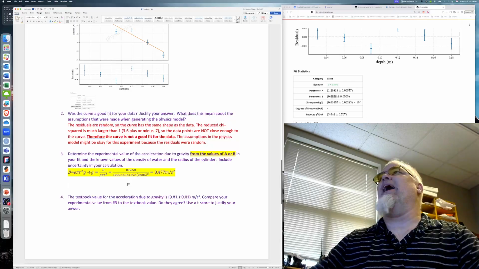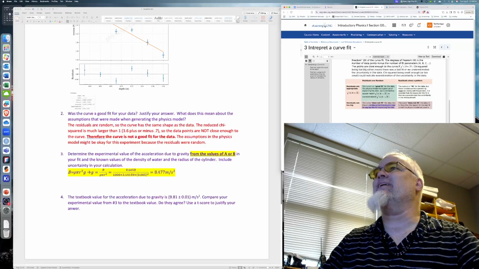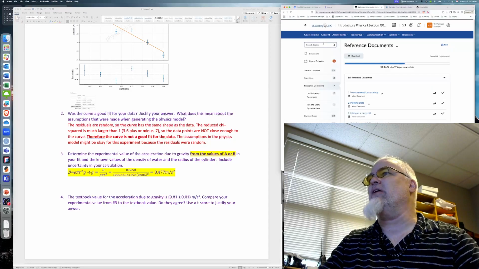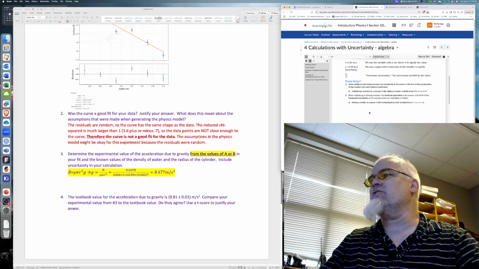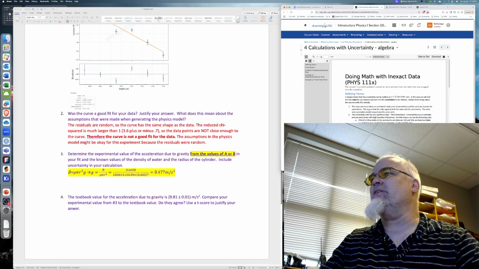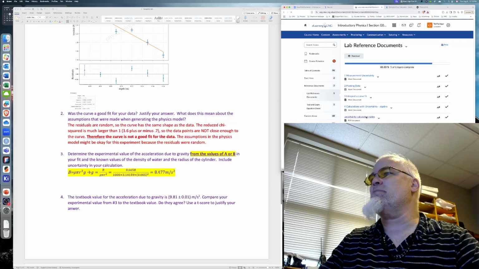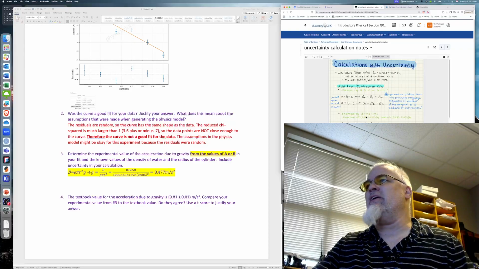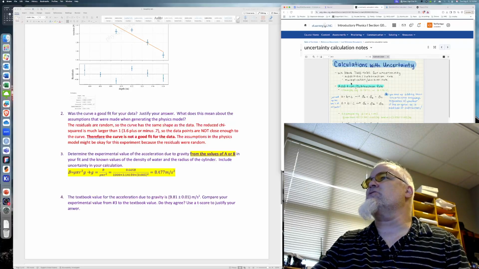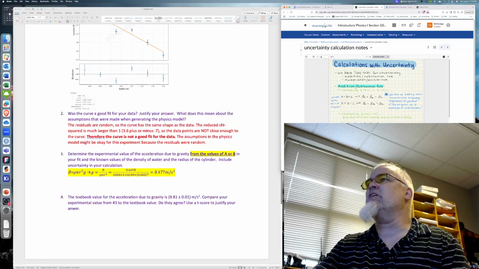So, how do we find uncertainty? Well, we go back to our reference documents on D2L, and we go to uncertainty in calculations. You've got my document on uncertainty in calculations, which I think is wonderful and well written and can explain everything. And they've also got one that was prepared by a student, which I think is wonderful and well written and very helpful. So let's look at the student's notes.